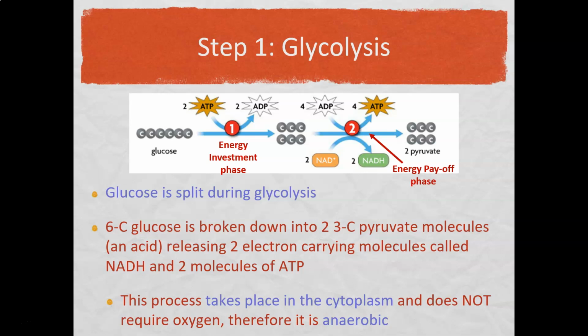I get 2 extra ATPs that I get to go use somewhere else. Now, here's the interesting thing, a couple of things to keep in mind when we talk about glycolysis as a whole. So, in terms of inputs, reactants, glucose goes in, ATP goes in, NADP and some phosphate goes in, and NAD plus goes in.